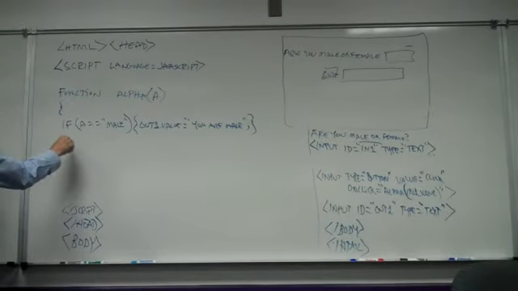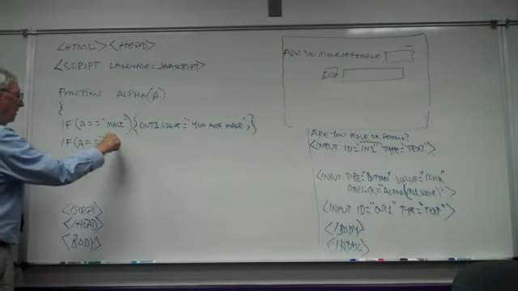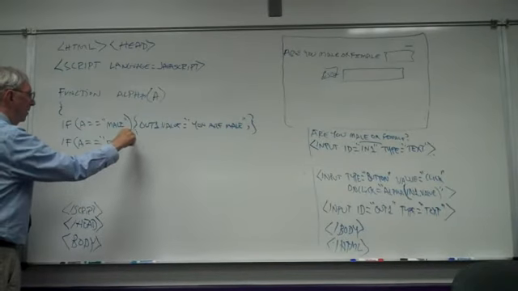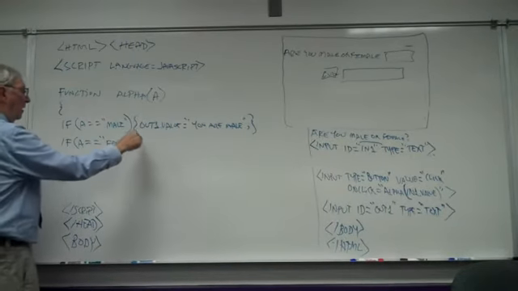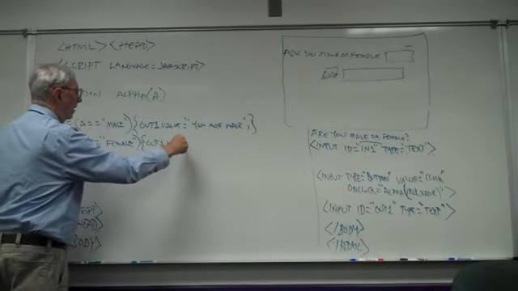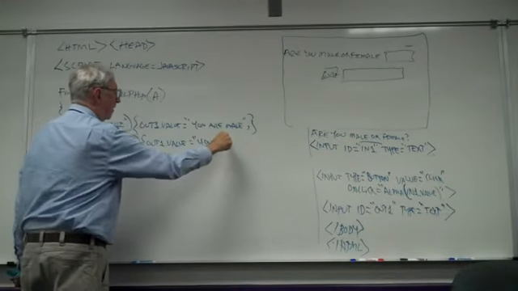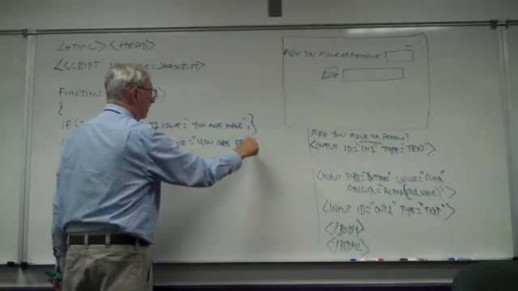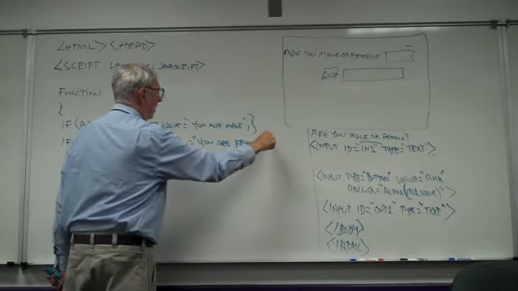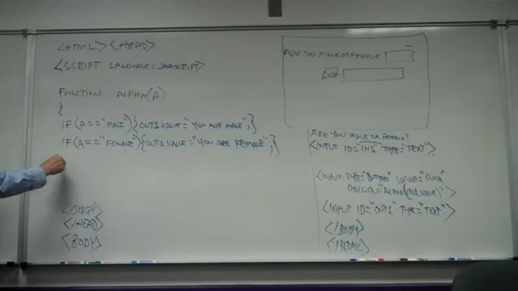If A equals female, L1 dot value equals you are female. That's it. All there is to it.